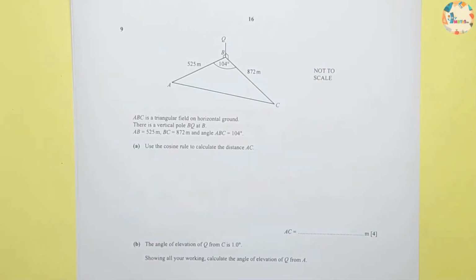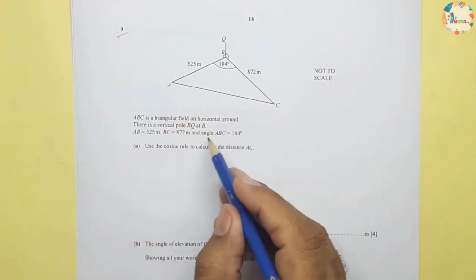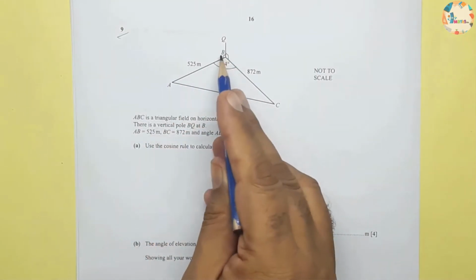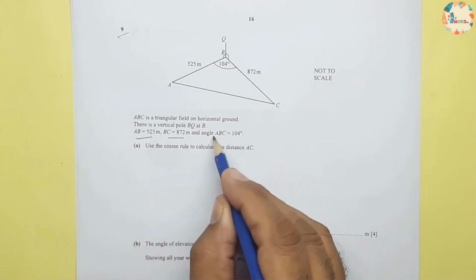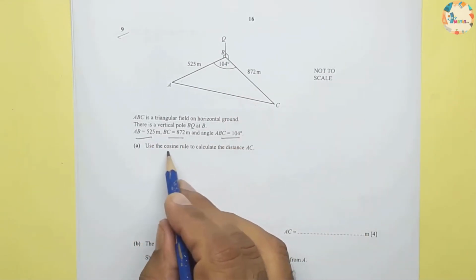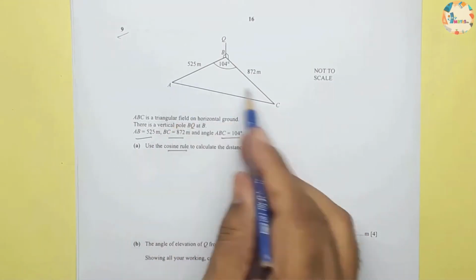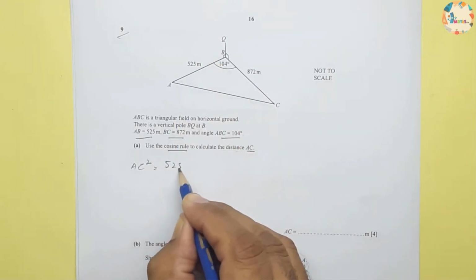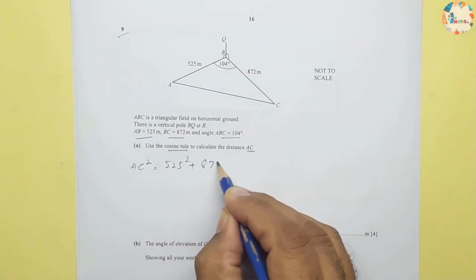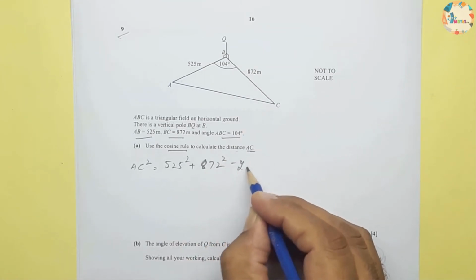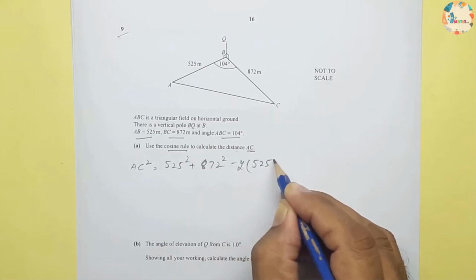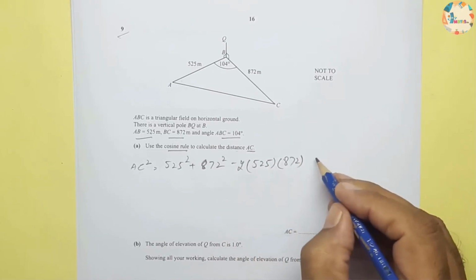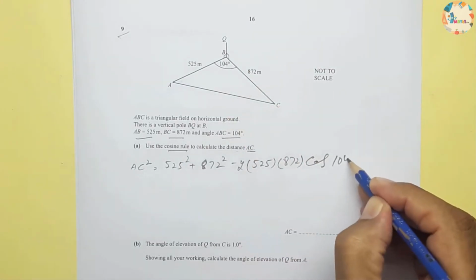This is a bearing question. Basically, ABC is a triangle on horizontal ground. So question number 9: AB is given as 525, BC is given as 872. These values are given. The angle is also given, 104. Use the cosine rule to calculate the distance AC. So AC squared, we know the cosine rule. AC squared is equal to this length 525 squared plus this length 872 squared, minus 2 into A into B, which is 525 into 872, and cosine of this 104 degrees.